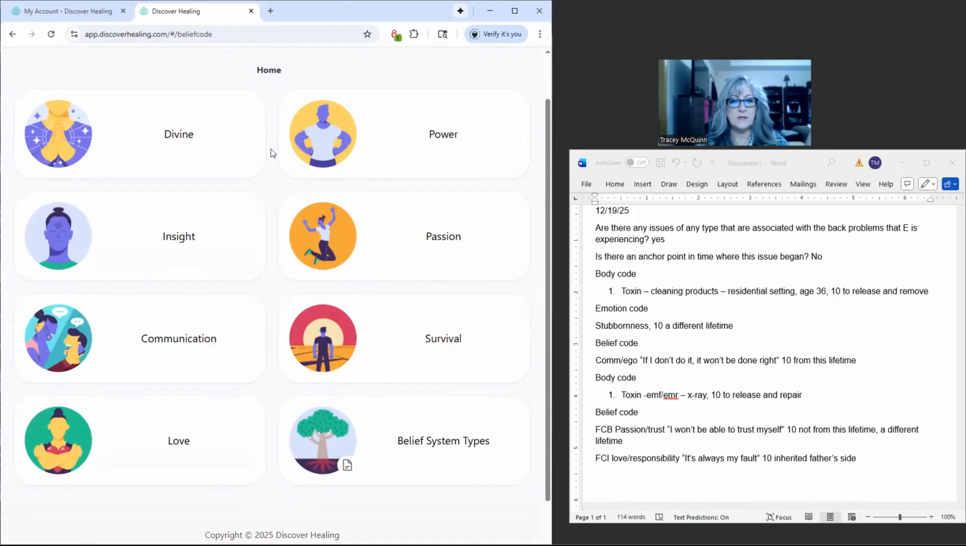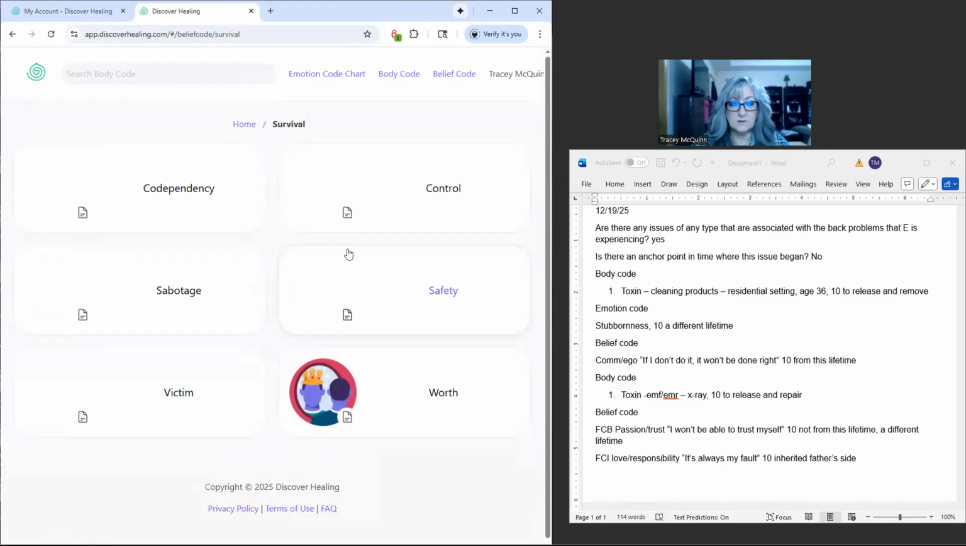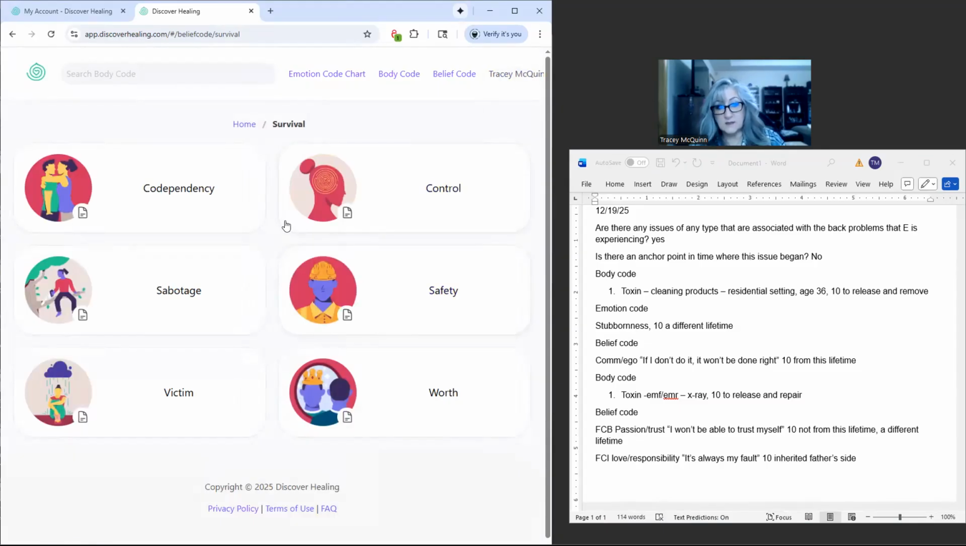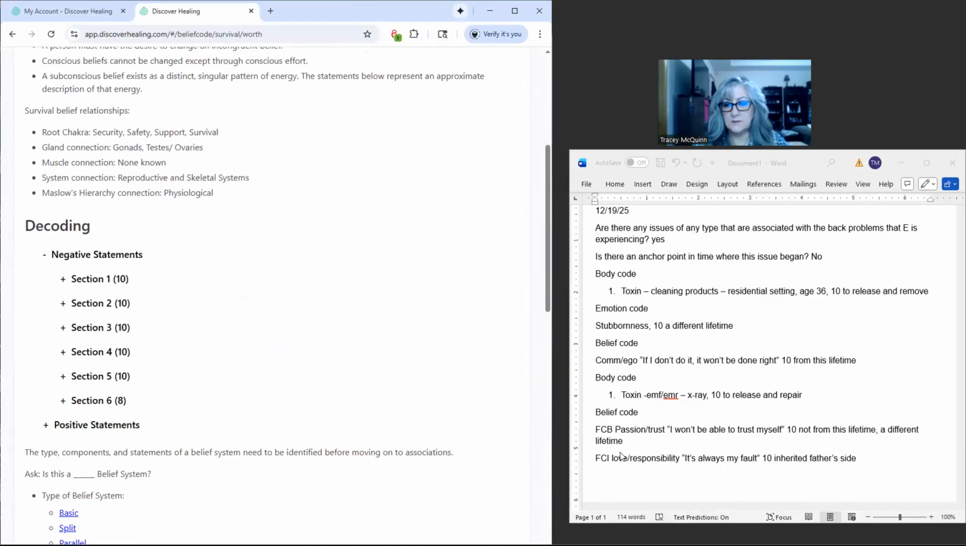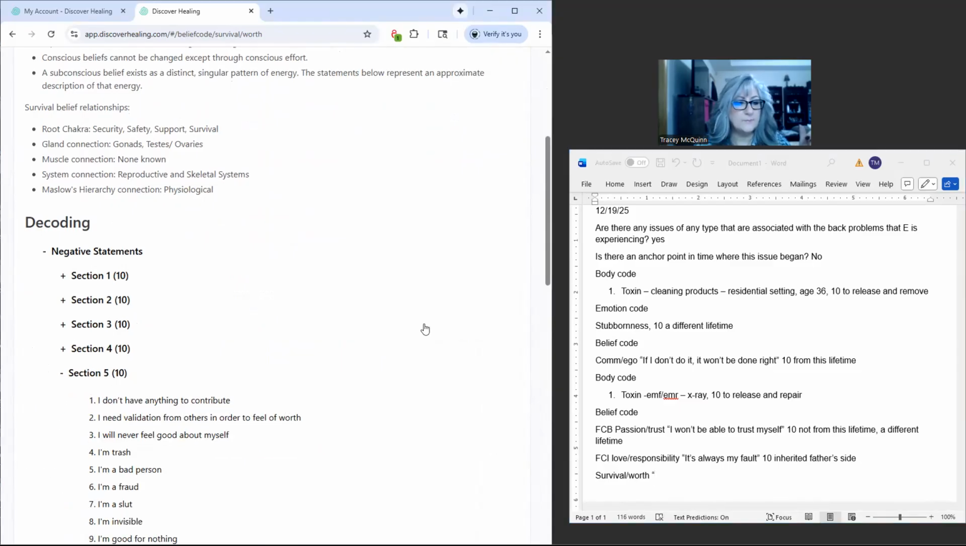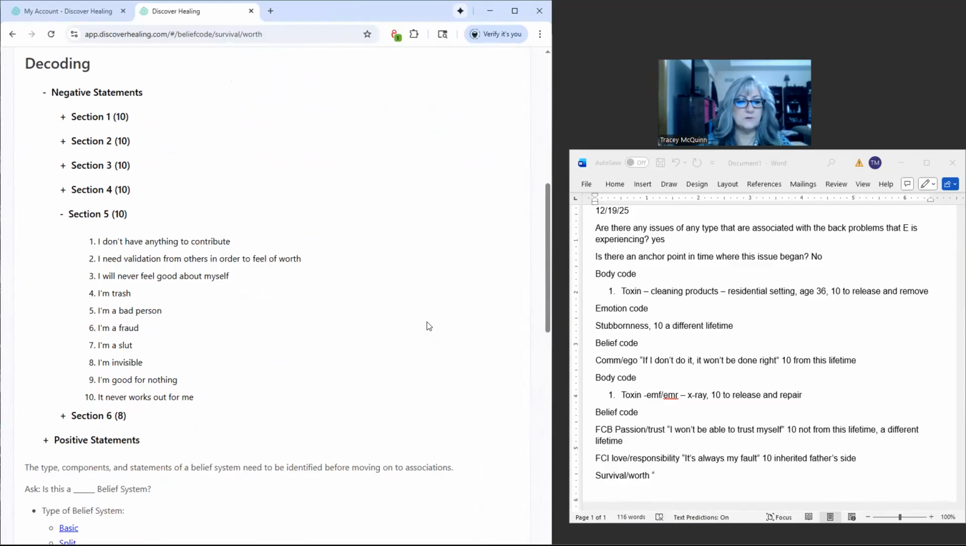Is it on the left, on the right? Is it powers, passions, survival? That is root chakra stuff, which also is at the level of some of the pain he's having. So left side, right side, control, safety, worth. Okay. So let's go into worth. Is it even sections? Odd: 1, 3, 5. Is it evens: 2, 4, 6?